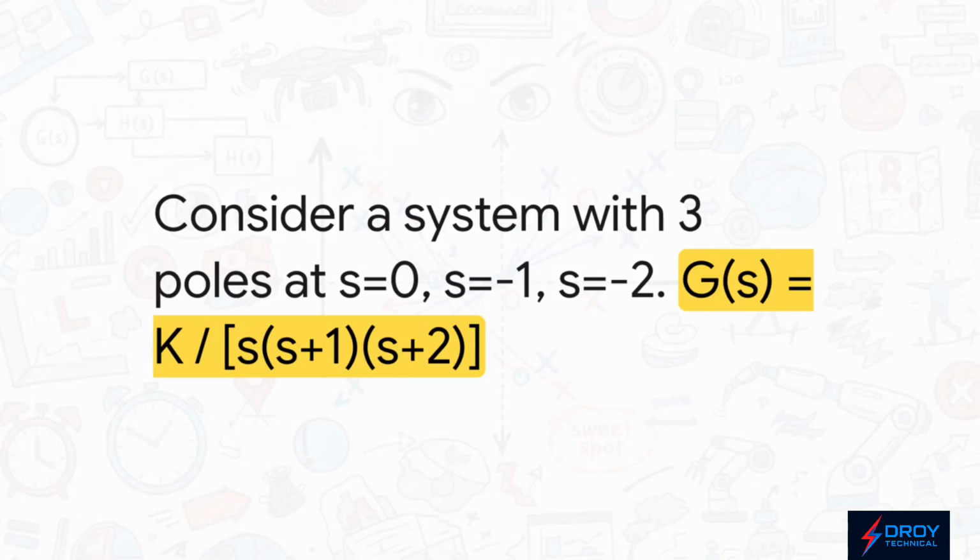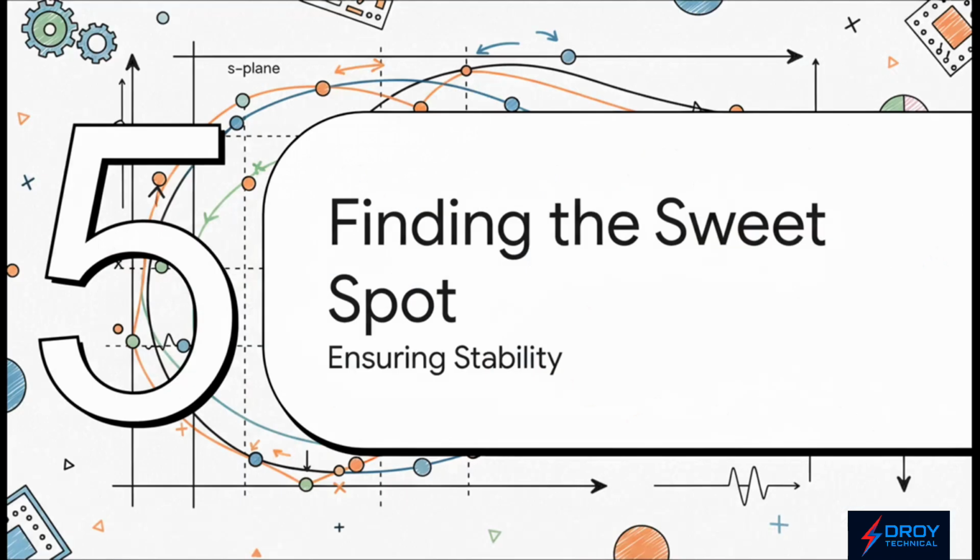All right, let's make this real with a classic textbook example. Imagine a system with 3 poles: 1 at 0, 1 at -1, and 1 at -2, and no regular zeros. Just from our rules, we already know that 3 paths have to start at these 3 spots. So, we have our map. We've drawn it out. Now for the payoff. How do we actually use this thing to find that perfect, stable setting for our gain?